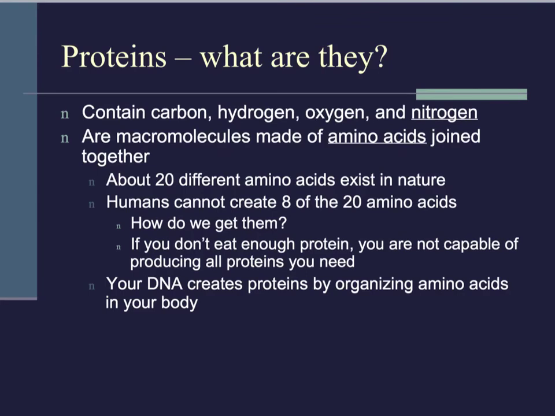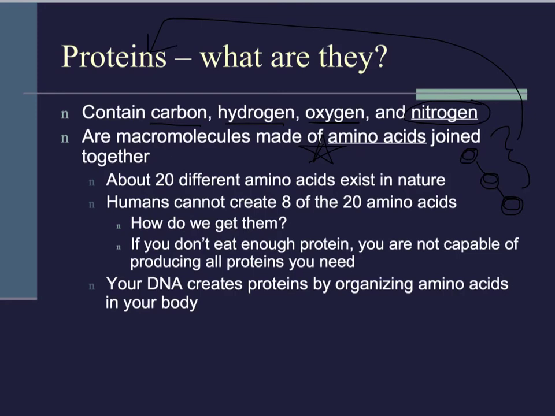The last macromolecule we're going to talk about are proteins. Proteins also contain your basic carbon, hydrogen, and oxygen, which those three elements are contained in all the macromolecules, but with proteins we're also going to have nitrogen in them. Proteins are made up of smaller pieces called amino acids. These amino acids join together to make these big long chains. So I've got amino acid joined to another amino acid, joined to another amino acid. And so this long chain here is going to be your protein.